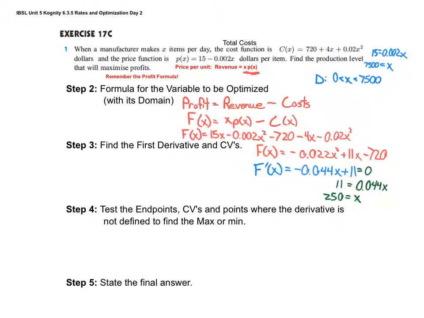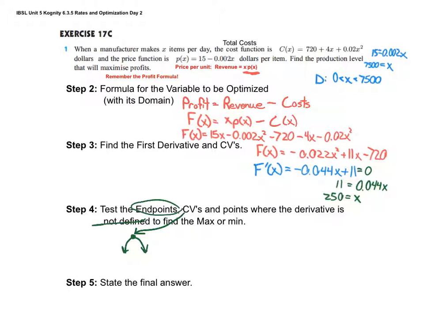Okay, so now somehow we need to test the endpoints, the critical values, and any points where the derivative is not defined. Well, this is a linear derivative, so it's defined everywhere. So we don't need to worry about that. The endpoints we already said, because this is a parabola, our critical value is going to be right there. So guys, here's where you can save yourself some work by remembering things you've learned in the past. So 250 is our critical value.